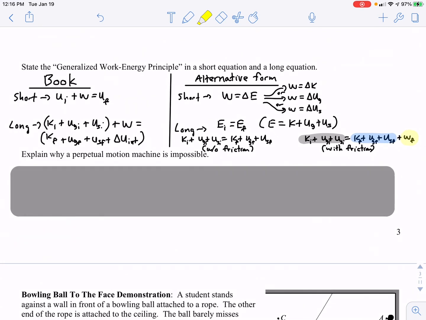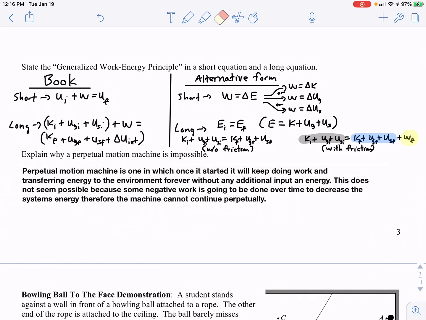Explain why a perpetual motion machine is impossible. Well, a perpetual motion machine is one which is started and will keep doing work and transferring energy to the environment forever without any additional input of energy. This does not seem possible because negative work is going to be done over time to decrease the system's energy. It's inevitable. It's going to happen. So a perpetual motion machine is not possible.